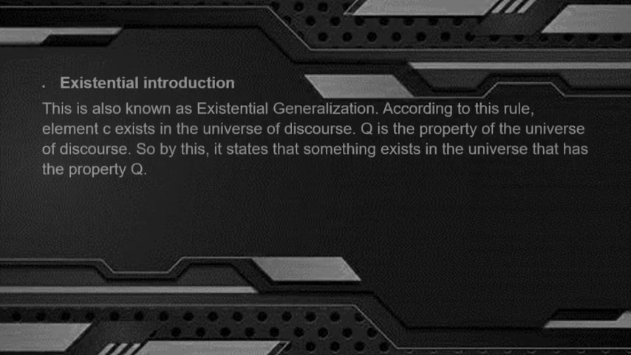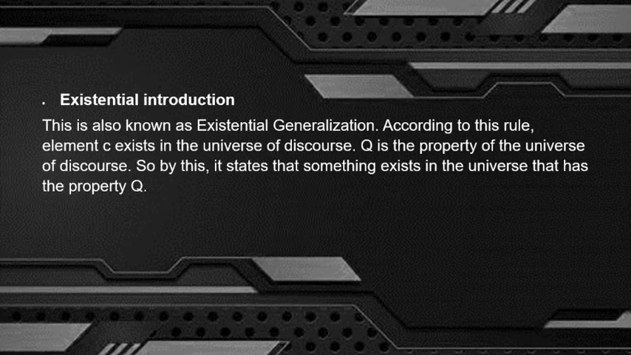Next, existential introduction. This is also known as existential generalization. According to this rule, element C exists in the universe of discourse. Q is the property of the universe of discourse. So by this, it states that everything exists in the universe that has the property Q.